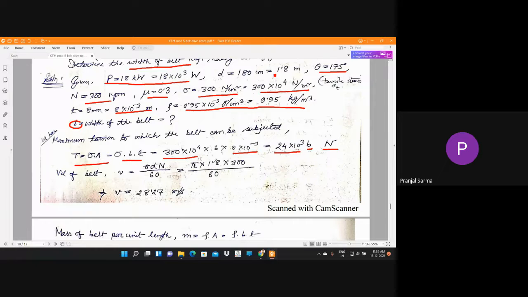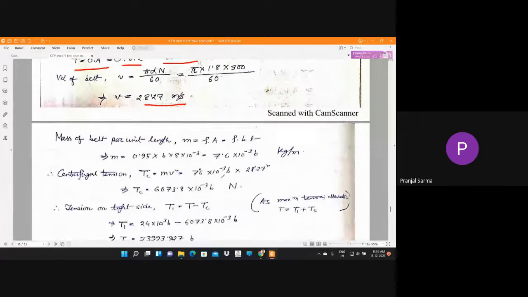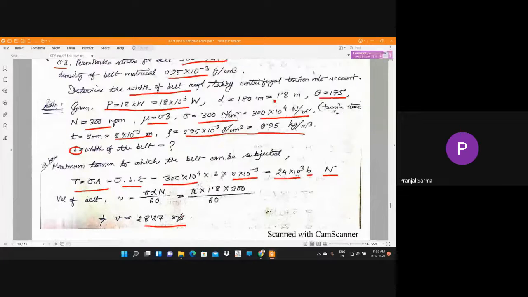Pi is pi, d is already given as 1.8 meter, and the RPM is given as 300 RPM. P value is 60 gives you V equal to 28.27 meter per second. Okay. Next thing, if you follow here it is said, so you need to consider centrifugal tension.